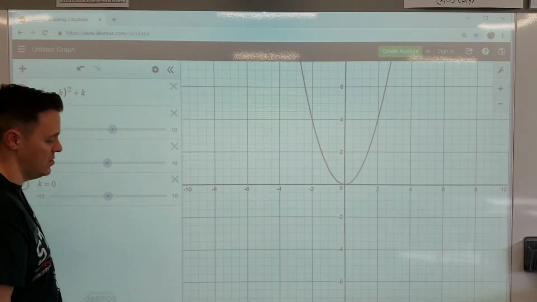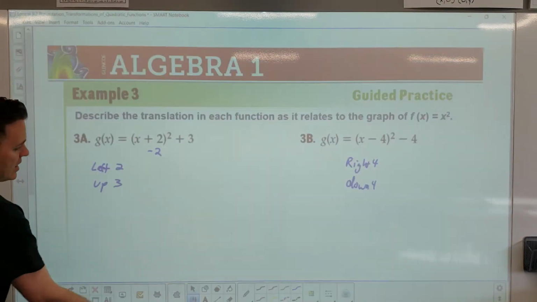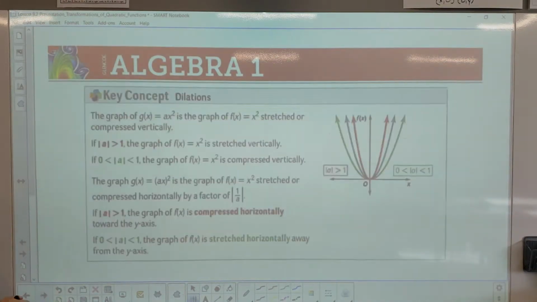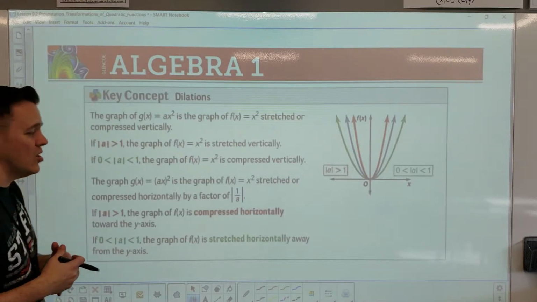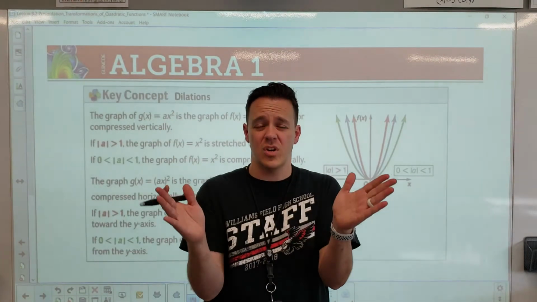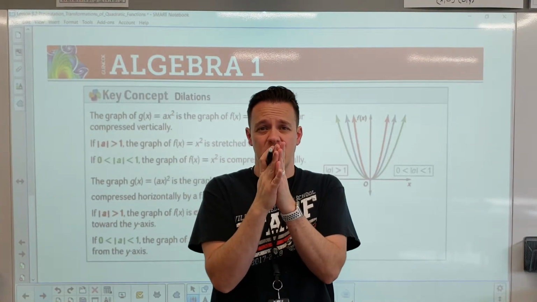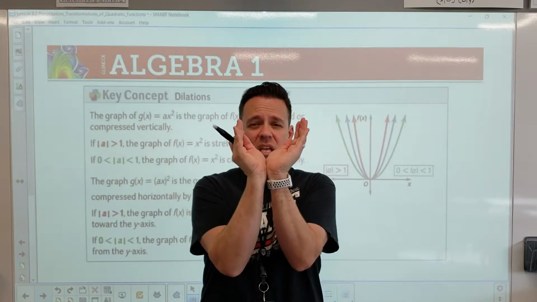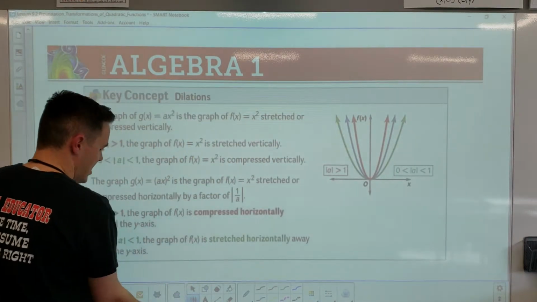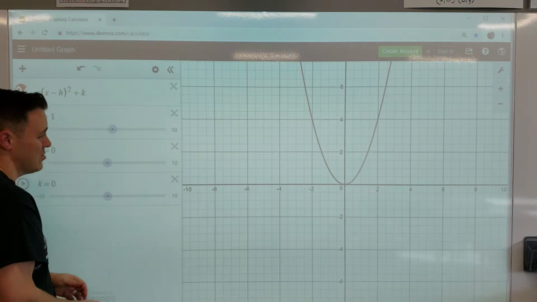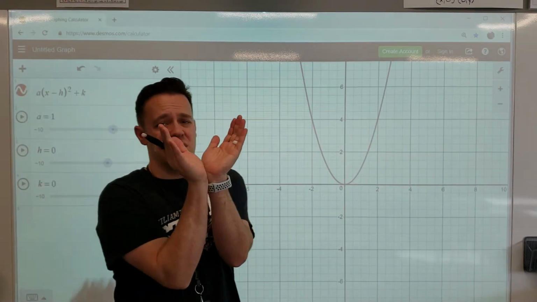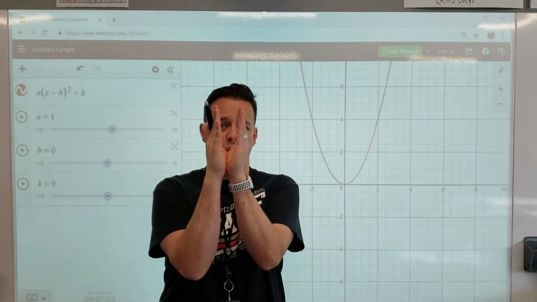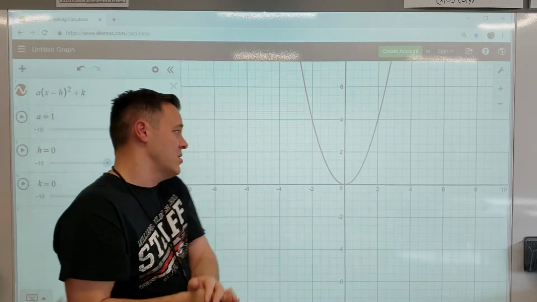Okay, and then there's back to the parent function. Okay, so now, ladies and gentlemen, what I want to make sure you guys understand is there's also what's called dilation, where we're going to stretch it vertically and we're going to stretch it horizontally. Okay, stretching it vertically is taking x squared, which is just like this. Okay, we're going to take this graph right here and we're going to either stretch it vertically, which means it'll shrink in, or we're going to stretch it horizontally, which means it goes out.